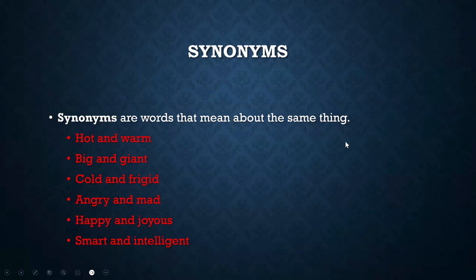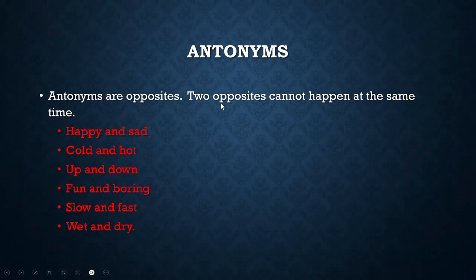Synonyms are the words that mean about the same thing. We talked about those earlier. Hot and warm, big and giant, cold and frigid, angry and mad, happy and joyous, smart and intelligent. Those are synonyms. Antonyms mean opposites. Opposites are like not something. Two opposites cannot happen at the same time. That means you can be one or you can be the other, but you can't be both equally.